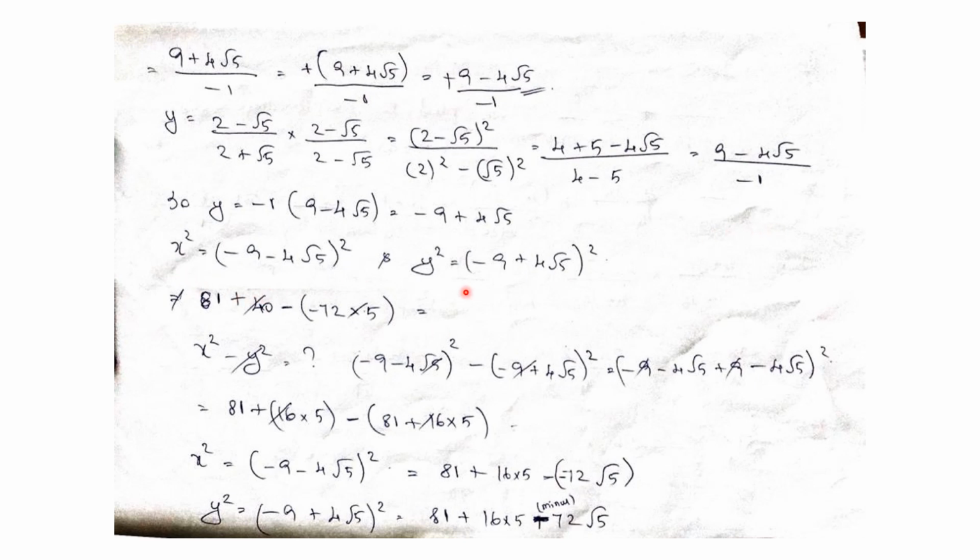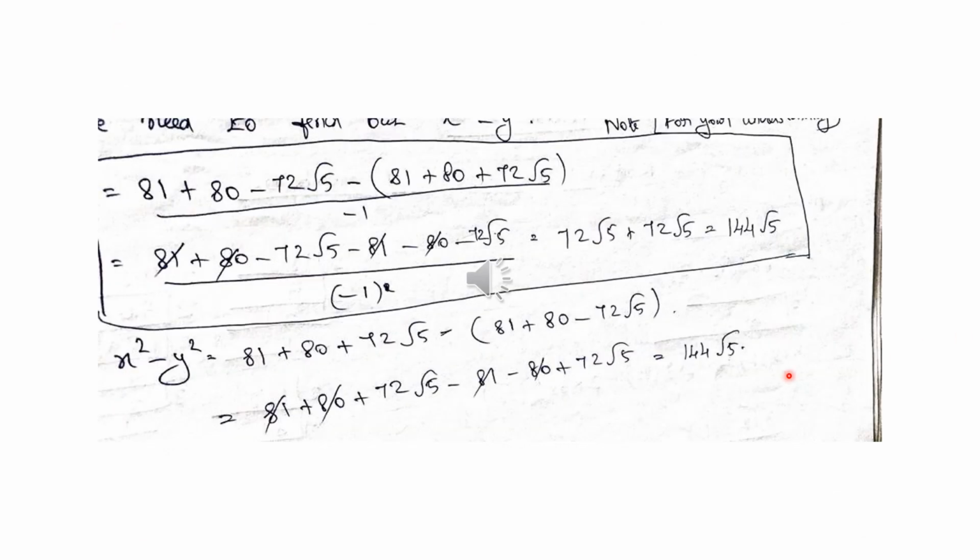So x squared and y squared we need to find out. For that we should apply the formula, that is a minus b the whole square and a plus b the whole square. So we know a minus b the whole square is a squared plus b squared minus 2ab. a plus b the whole square is equal to a squared plus b squared plus 2ab. So finally we need to find out x squared minus y squared. So if we substitute the answers, okay, we'll get 144 root 5.